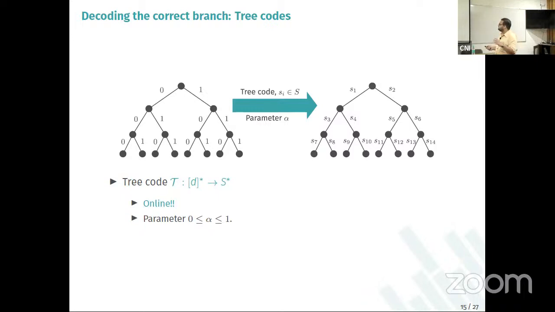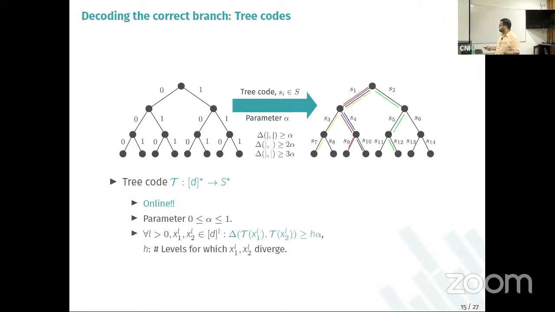Now, we cannot go for any online code. We need a very specialized online code which has the following property. This is where the alpha comes into being. The property that is required of tree codes is the following. Give me any length L, and any 2 D-ary strings of length L. Then let us look at the tree code encoding of these 2 strings and obtain the Hamming distance. The Hamming distance must be greater than or equal to alpha, which is the parameter here, times h, where h is the number of levels for which these 2 strings diverge.